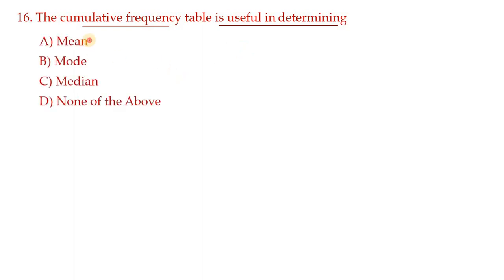The cumulative frequency table is useful in determining. So just a few problems back we found the cumulative frequency table, and there I clearly said the cumulative frequency column we have to write to find the median. So now the correct option is median. Directly you can select from here. Median is the correct one. Move on to the next one.